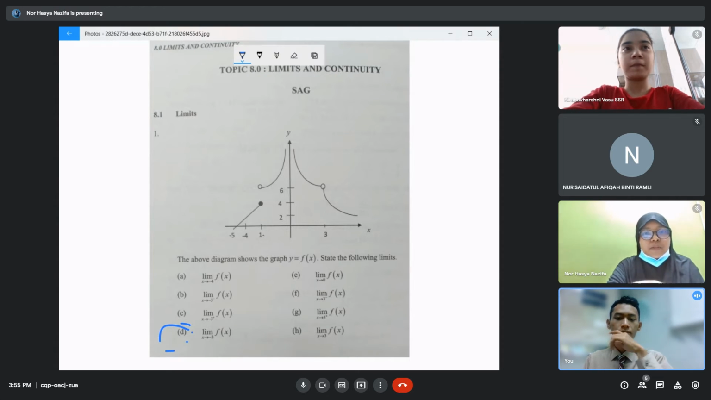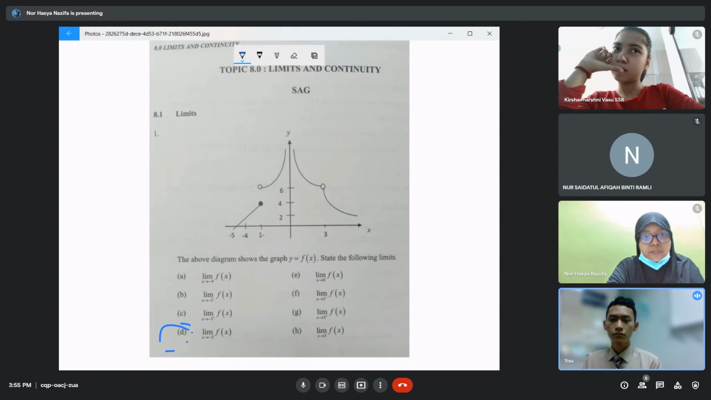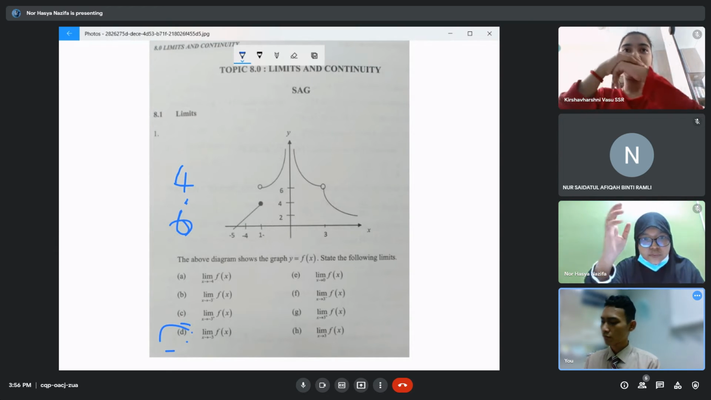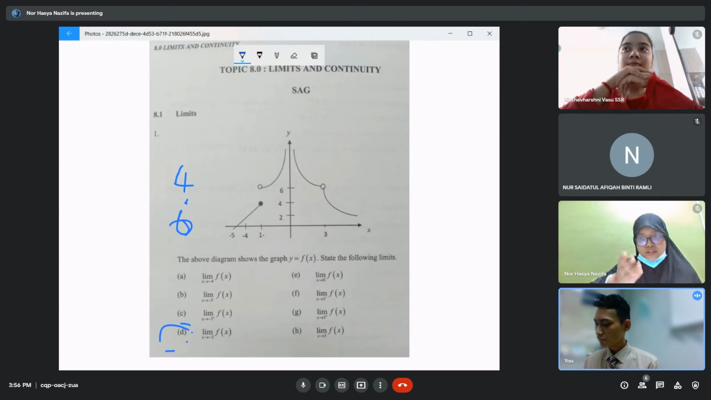Based on the graph and the previous answer, question B, -3 from the left is 4, while -3 from the right is 6. So they have different answers, and when you look at the graph, it is not continuous, it jumps. It has two different answers. So the answer for the limit as x approaches -3 is undefined because it does not exist, not continuous.